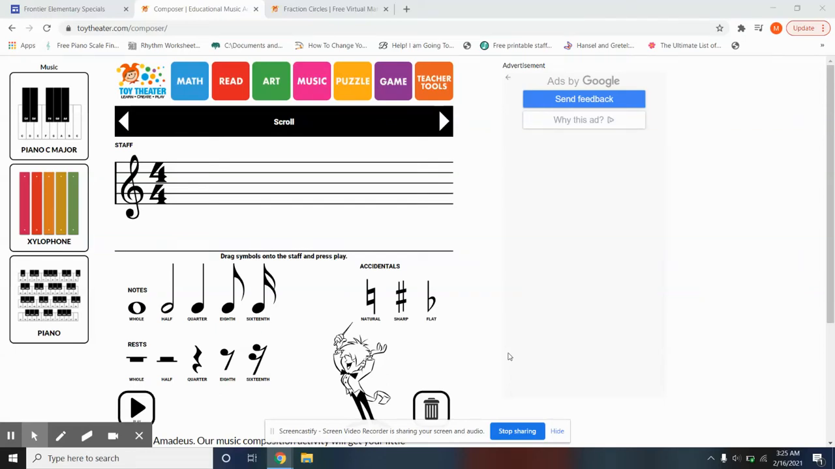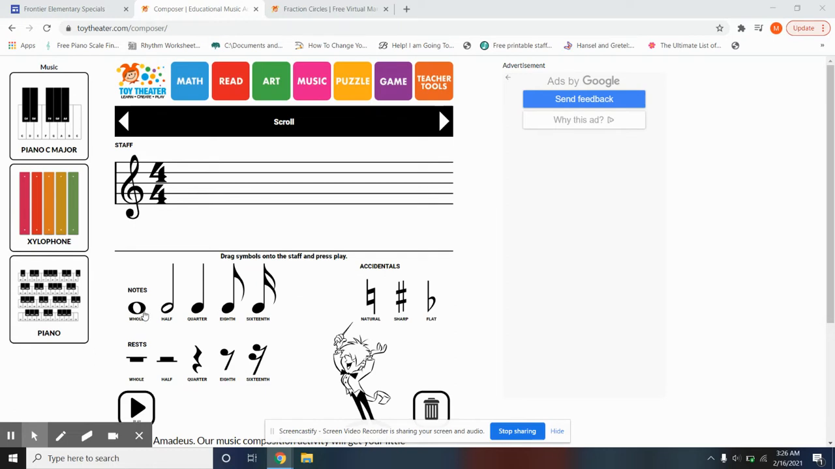Hi, so we're going to talk about how music relates to math and specifically fractions. So we should remember that we have talked about whole notes, half notes, quarter notes, eighth notes, and also quarter rests in music over the last, let's say, 2 weeks.